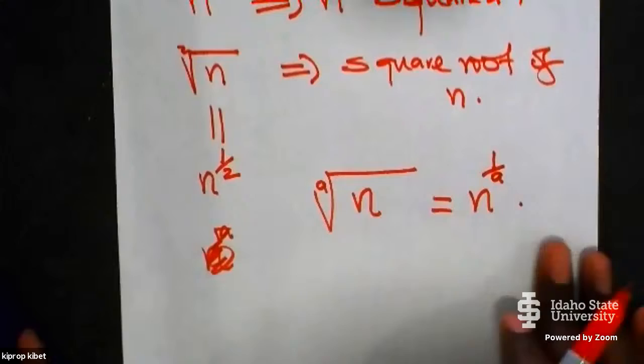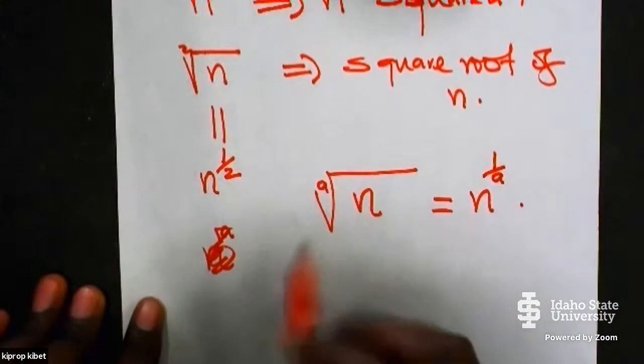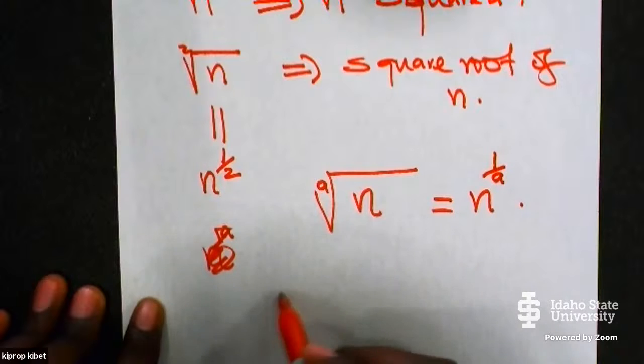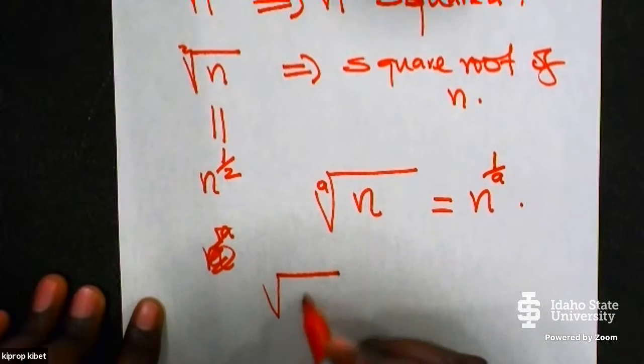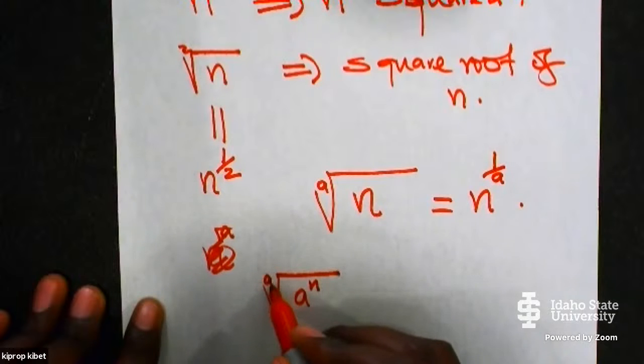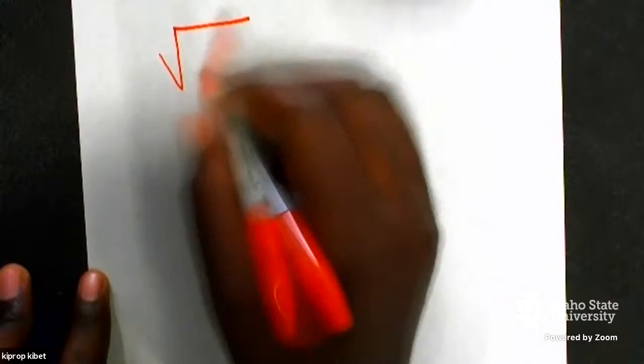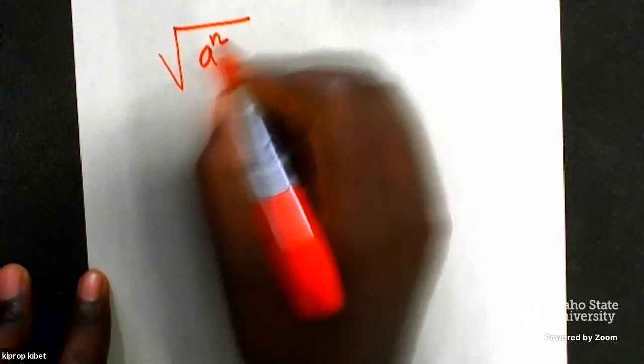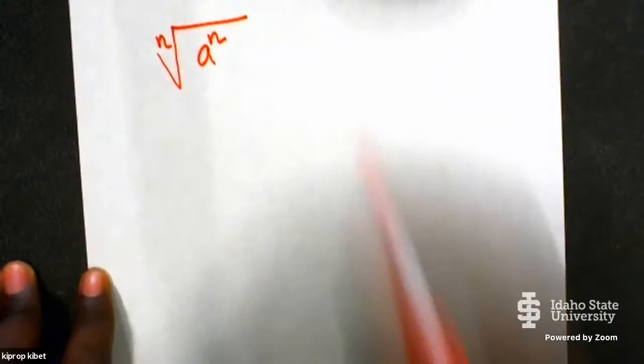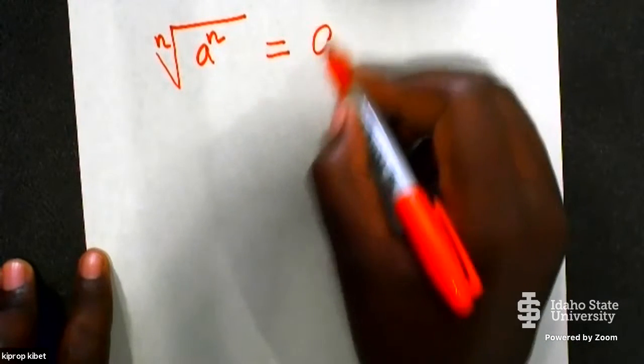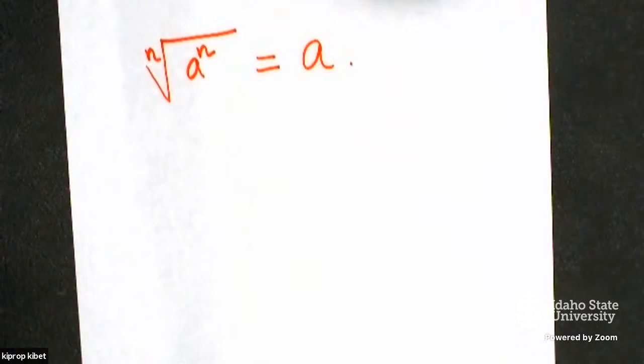Now, if you have, let's say, a raised to n, write it on the next page. Let's say we have the A here, and then we have the N here, and then we have the N there. This is similar to A. So how do we do this?